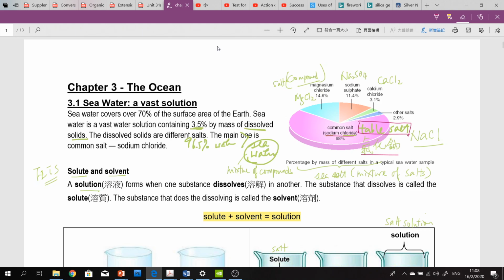The ocean is a very great place where you can get lots of natural resources, and we would like to talk about seawater in particular. Seawater actually contains two main things. Most of it is water, and we have some solid, which we call salt. Indeed, salt is a mixture of different types of salt, and sodium chloride is just one of them.